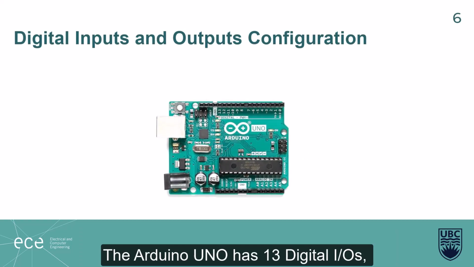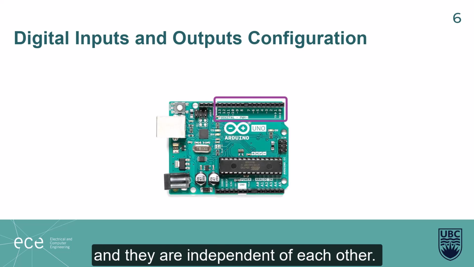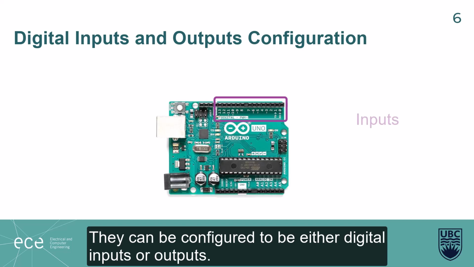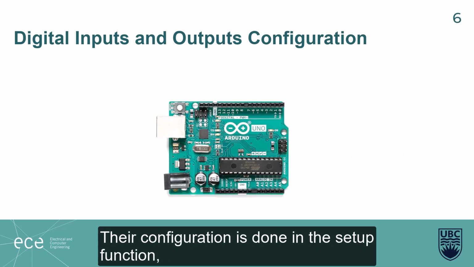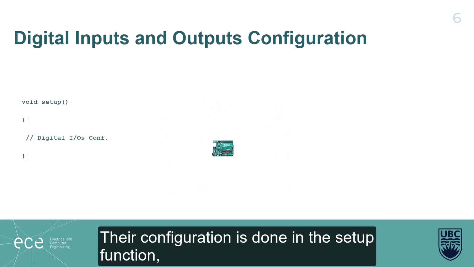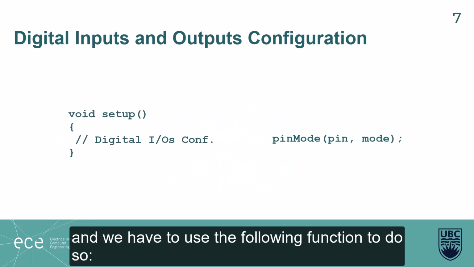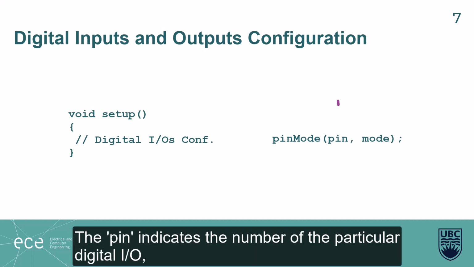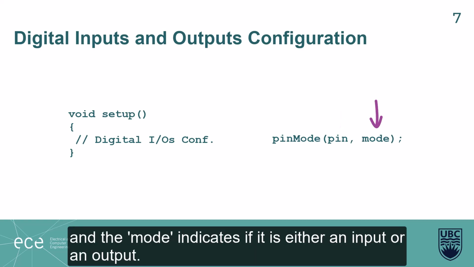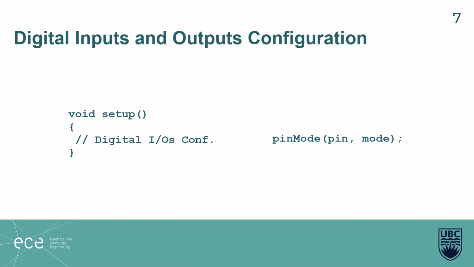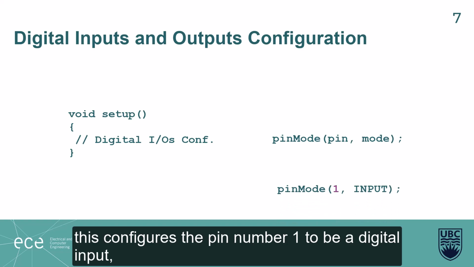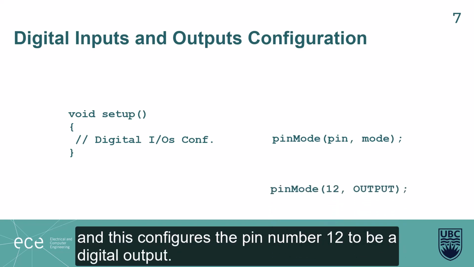The Arduino Uno has 13 digital I/Os, and they are independent of each other. They can be configured to be either digital inputs or outputs. Their configuration is done in the setup function, and we have to use the following function to do so. The pin indicates the number of the particular digital I/O, and the mode indicates if it is either an input or an output. For example, this configures pin number 1 to be a digital input, and this line of code configures pin number 12 to be a digital output.